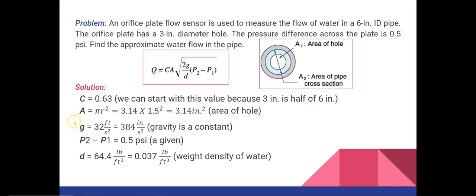The gravity constant we can calculate using this value which is given over here, and then the pressure difference is already given, which is 0.5 psi. We will write this here, and then the weight density of water is this, and it will be this in lb per feet cube. So we'll put this value into the flow equation. After putting it into the equation, you will get this answer, which is 453.03 inch cube per second.